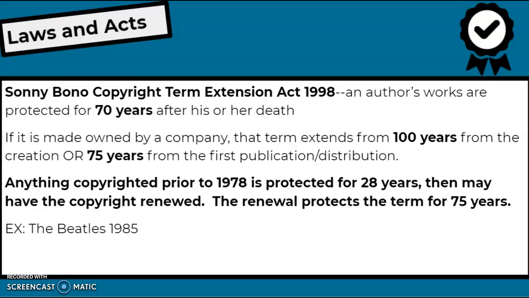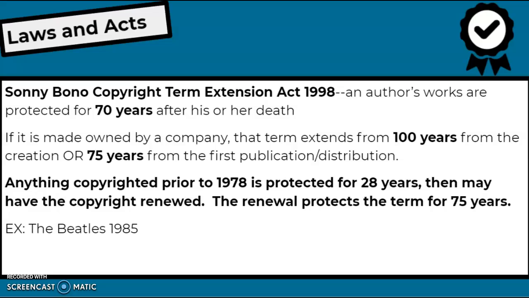If it is made by a company, like someone works for a company and it is considered part of their job to create it, that term will extend from 100 years of the creation of that work or 75 years from the first publication or distribution of that work. So if you published under a magazine, it would be 75 years from when that publication date came out, not necessarily from when you first wrote the article, but when it first appeared in the magazine or newspaper.